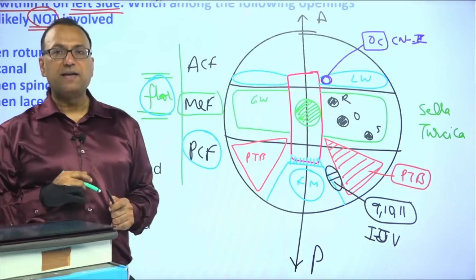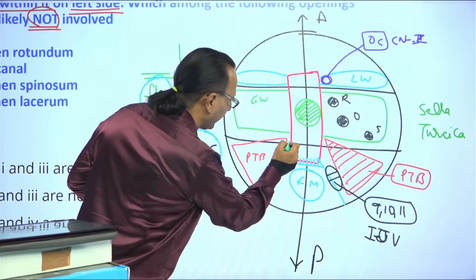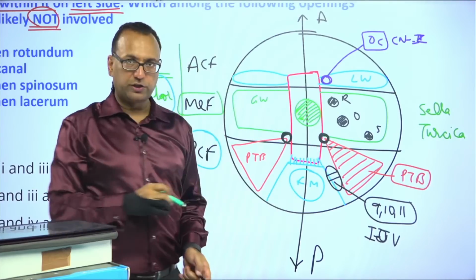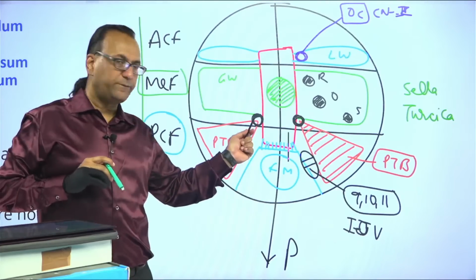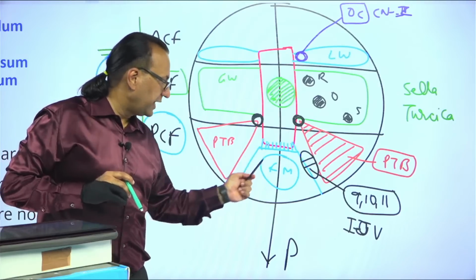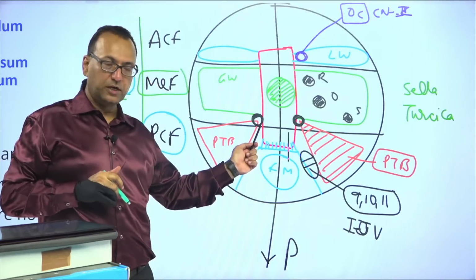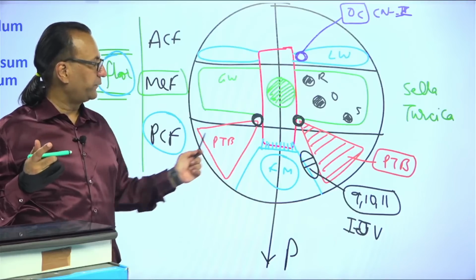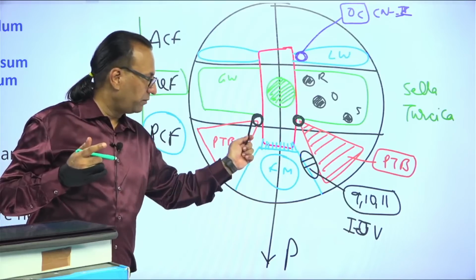But where is foramen lacerum? Foramen lacerum is bounded by 3 bones. What are the 3 bones? This is foramen lacerum, bounded by the apex of the petrous temporal bone, the occipital bone and the sphenoid bone. So foramen lacerum is bounded by 3 bones: the apex of the petrous temporal bone, the sphenoid bone and the occipital bone.